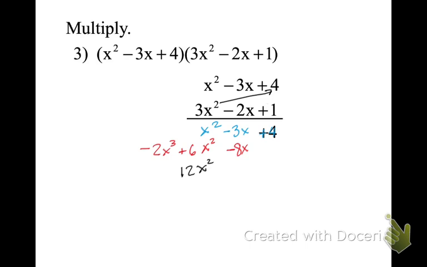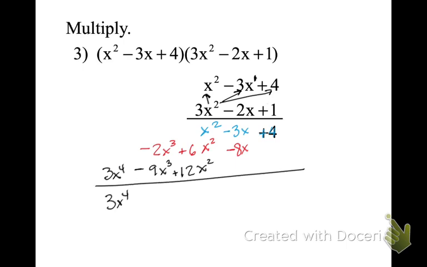Okay. Now I'm going to do this one. That's 9. Remember, it's to the first, so it's 9x to the third, negative 9x to the third. That one was a positive. And then this one is 3x to the fourth. So now you're going to have a 3x to the fourth.